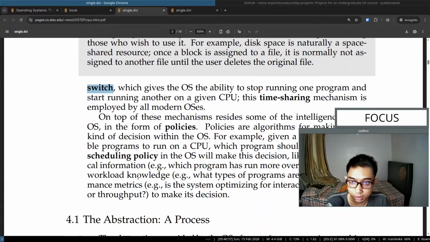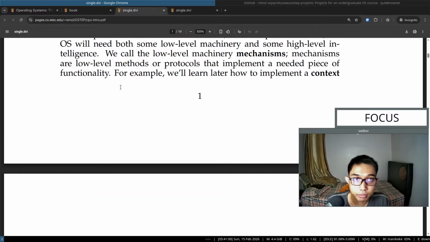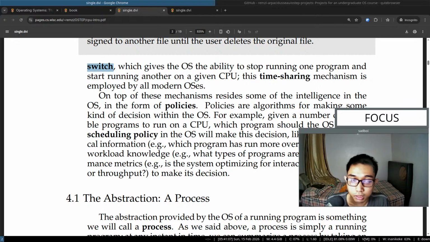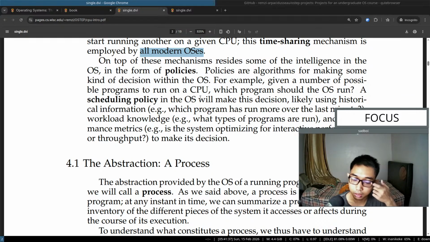Let me read this first. Continuing this. We will learn later how to implement a context switch, which gives the operating system the ability to stop running one program and start another on a given CPU. This time sharing mechanism is employed by all modern operating systems. On top of this mechanism resides some of the intelligence in the operating system in the form of policies.